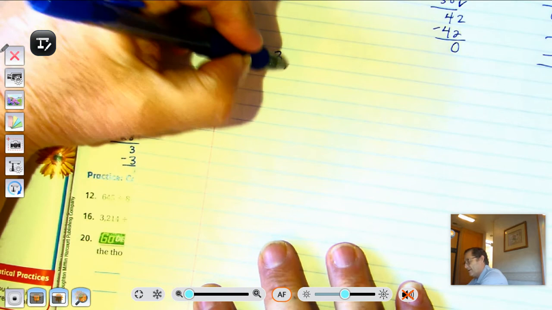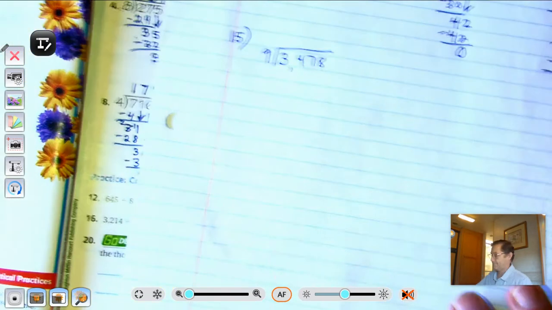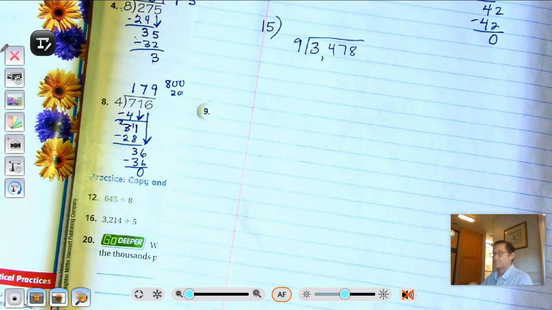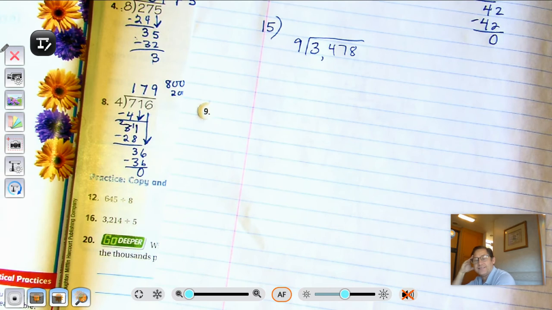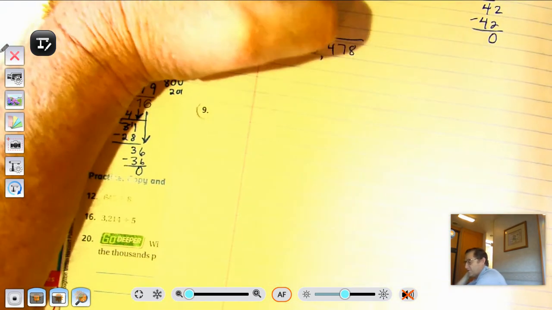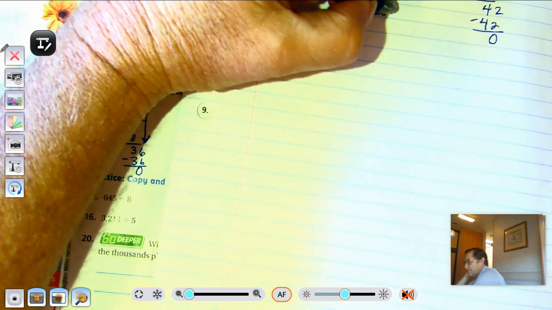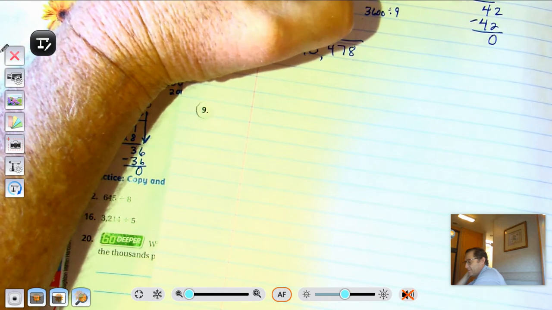3,478 divided by 9. All right, so 9, 18, 27, 36. So let's change 3,478 to 3,600. That's going to be our estimate for number 15.